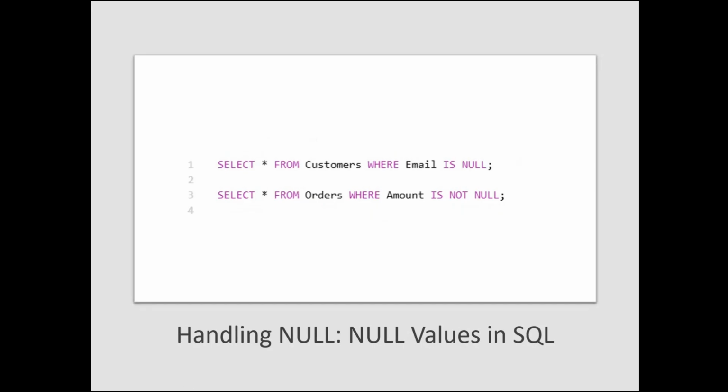Select everything from customers where the email is not null. So what's the question here? I want to know all the customers who added emails. Maybe I will send a discount or some notification to these customers. If I want to know all the orders where the amount is not null, for example, the orders which were completed and the payment is done, I can write select everything from orders where amount is not null.